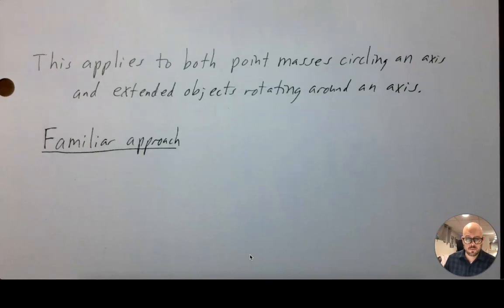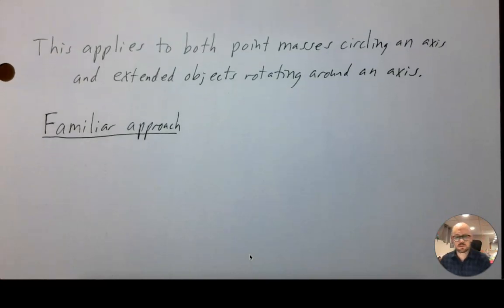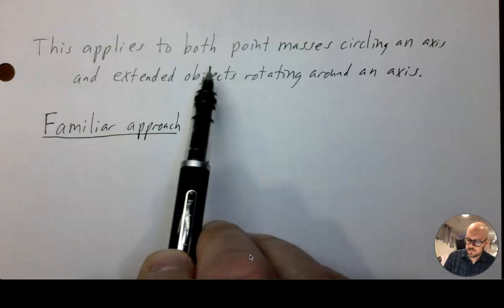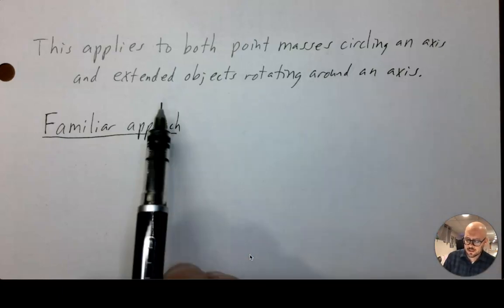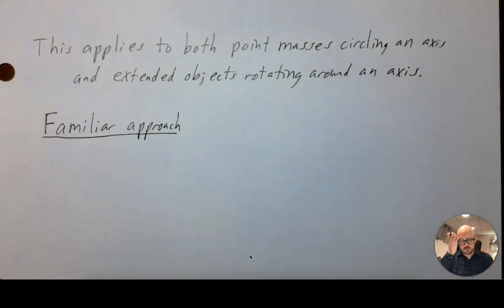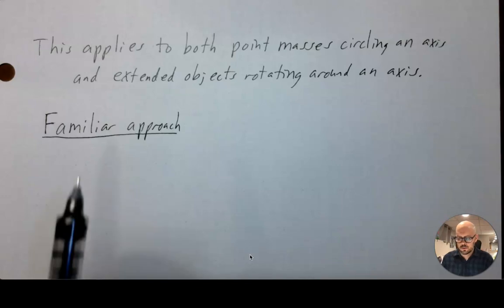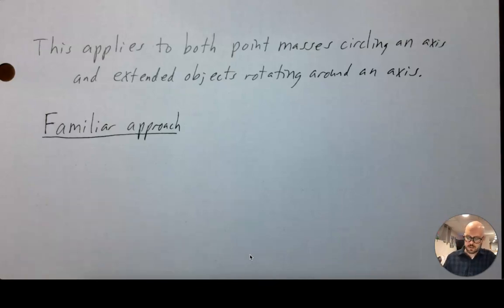The problem solving for Newton's second law for rotation is more complex because torque and rotational inertia are more complex, and also any rotational motion might also incorporate linear motion. So this law applies to both point masses circling an axis and extended objects rotating around an axis. So you may find yourself having to calculate rotational inertia for point masses or dealing with expressions for extended objects.